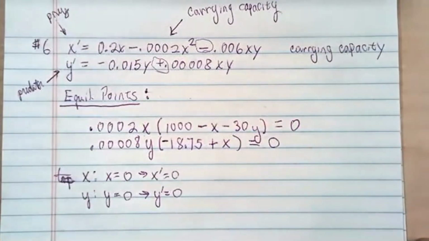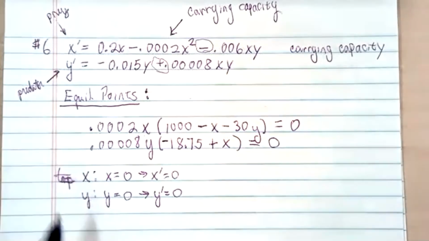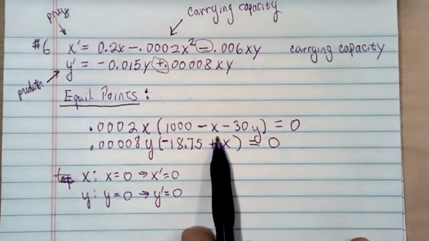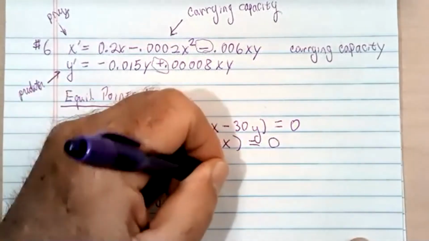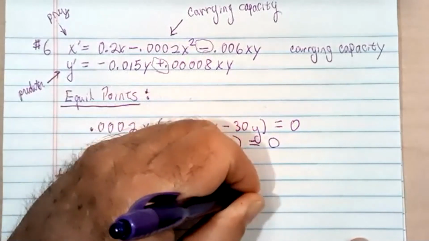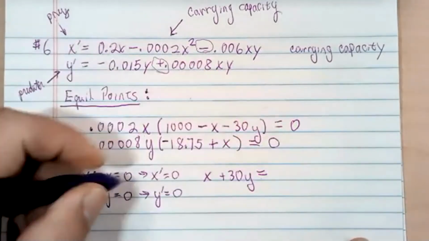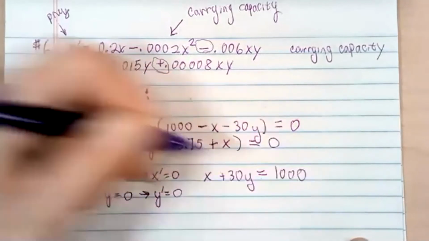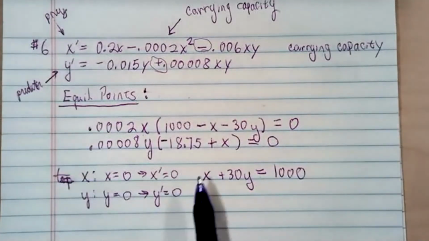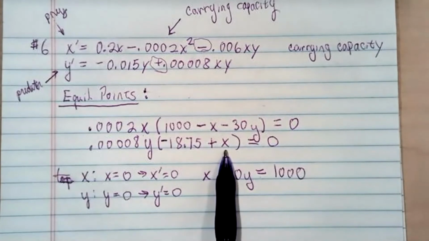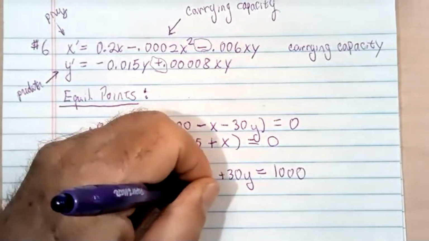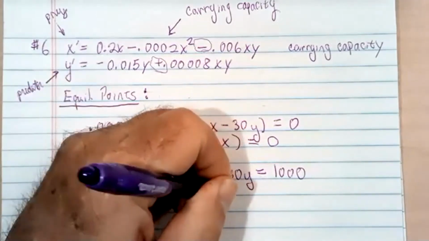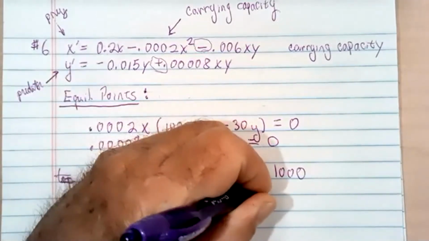But these other pieces are left over, and we would like to know, can you get a solution out of that? Well, you can. Put these terms over on the other side, and you get x plus 30y equals 1,000. And that one's just straightforward, right? X equals 18.75.